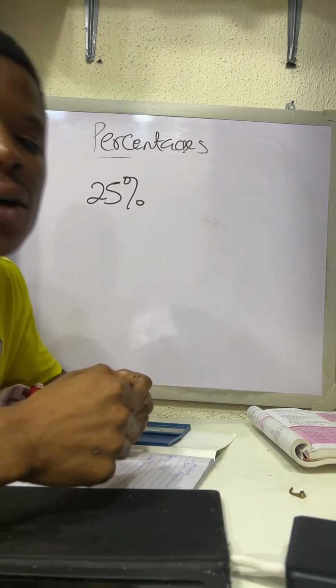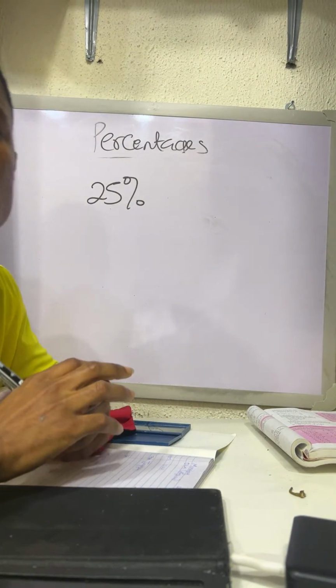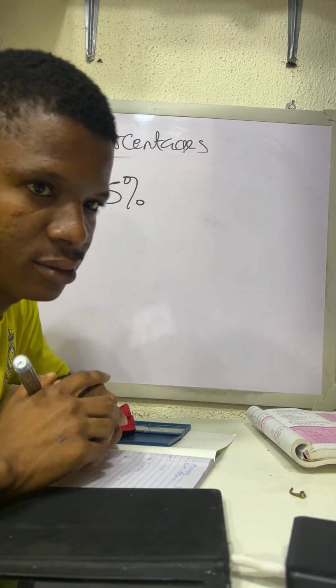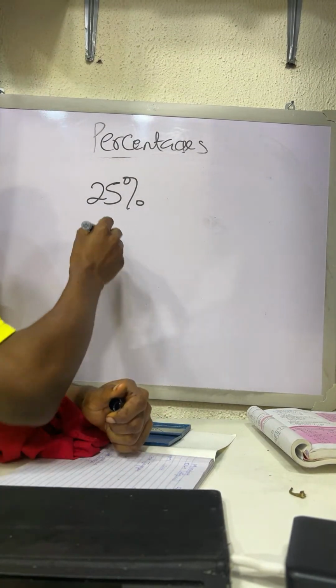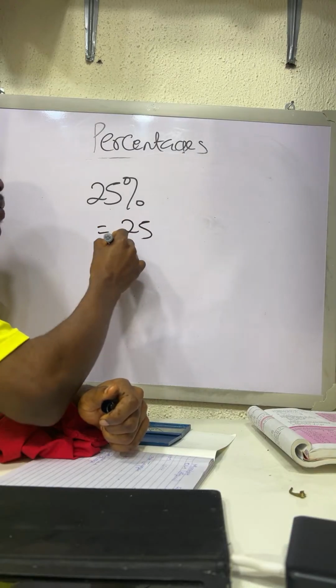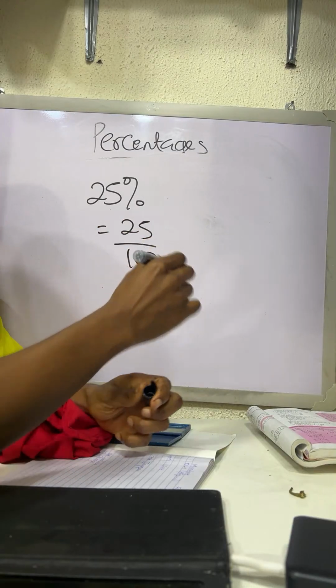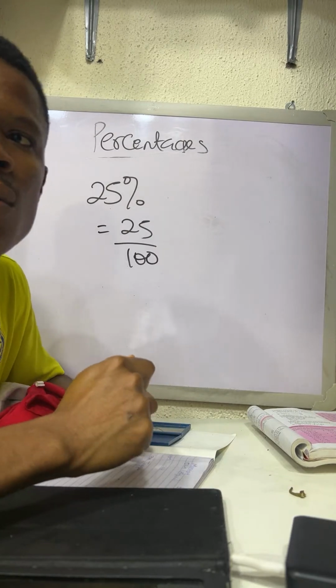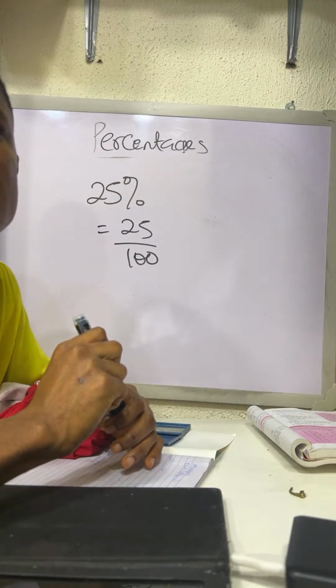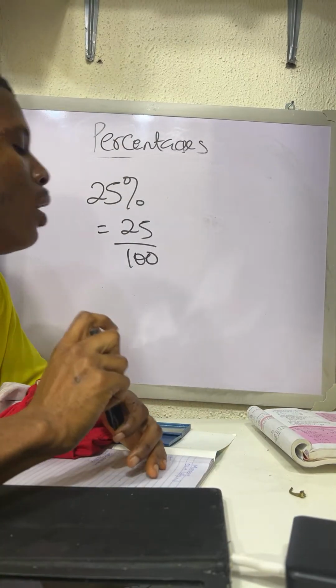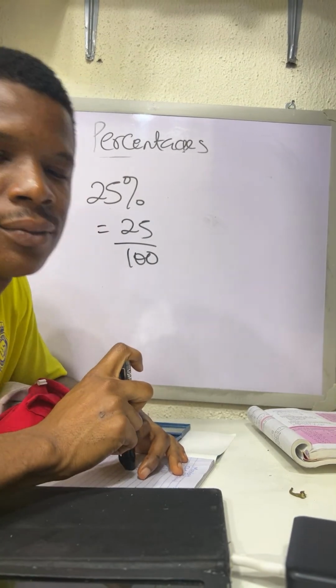Okay, we are trying to convert 25% to what? A fraction. So, what we are going to do is just simple. This is basically 25 over 100. So when you have 25 over 100, what can divide 25 and divide 100 without any remainder?